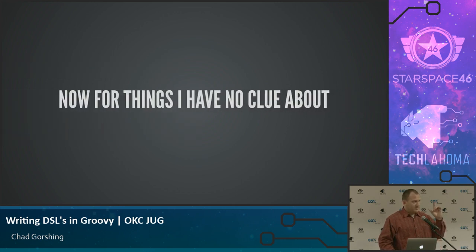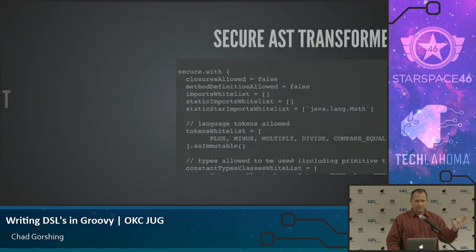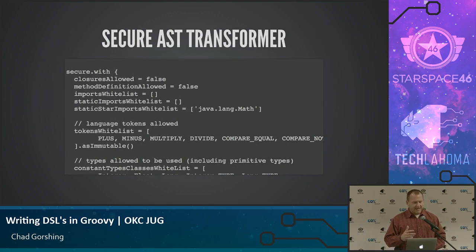Okay, so a couple of things I still don't know much about, still trying to figure it out, but just to make you aware of it in case you want to go down this path. They have a secure AST transformer. That sounds great, and a lot of the properties that you can set on this look great, but the author of this code has even come out and said it's really poorly named. It should be grammar transformer.